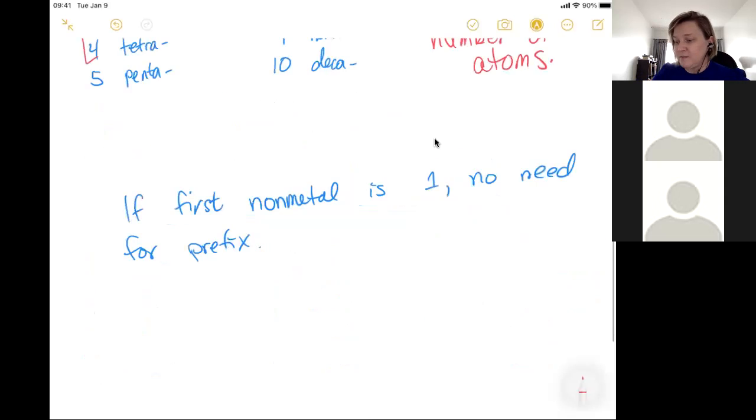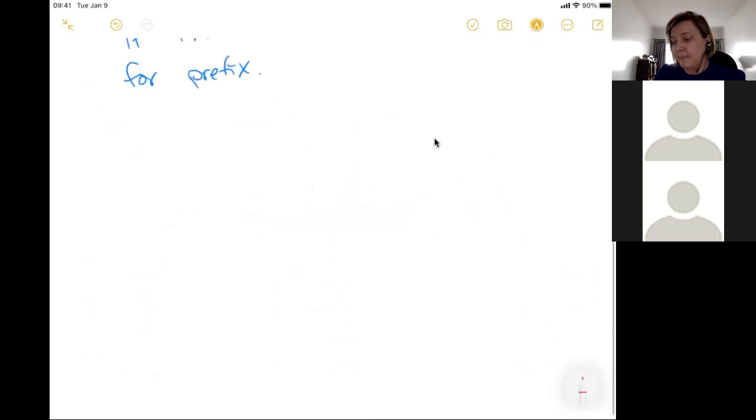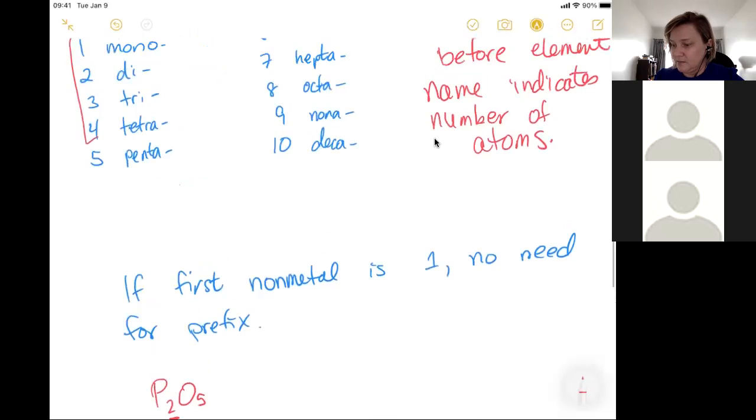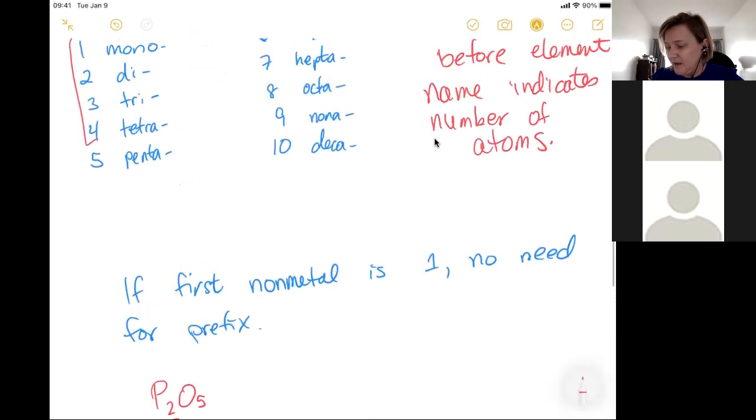So if I do something like P2O5, again, the first element name stays the same, and you use a prefix to indicate how many atoms of that element there are. So the prefix for 2, again, is di. I'll just put that up here. Can I make that smaller? No, okay. So I've got di, and P is phosphorus.